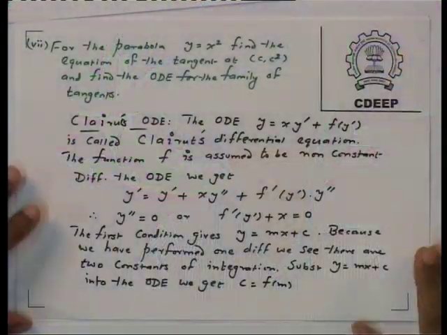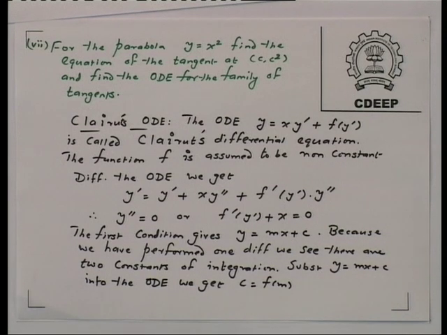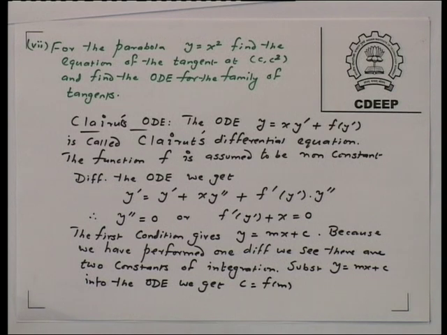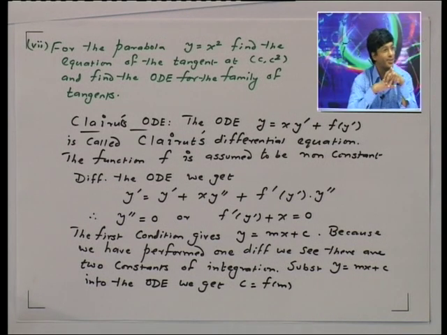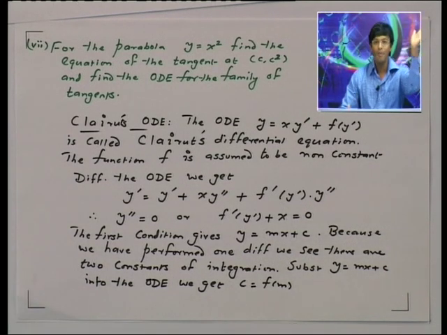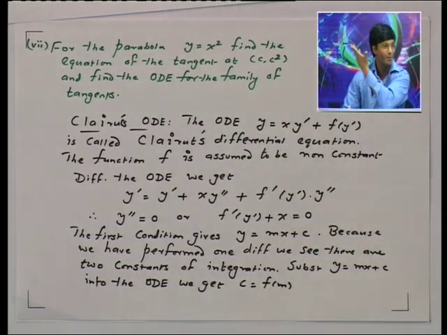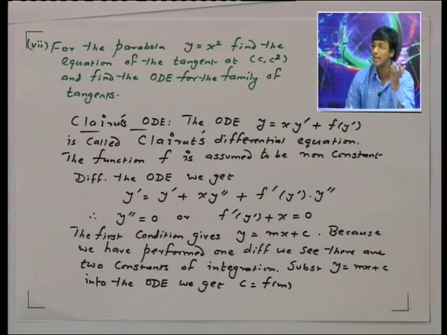Take a parabola. The next question is, take a parabola y equal to x squared. Find the equation of the tangent to the parabola at c comma c squared. Now you have a family of tangents to a parabola. What is it? It is a one parameter family of curves. And what are you asked? Find the differential equation for the family.